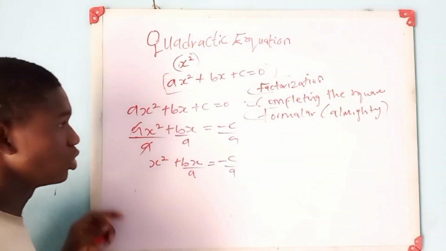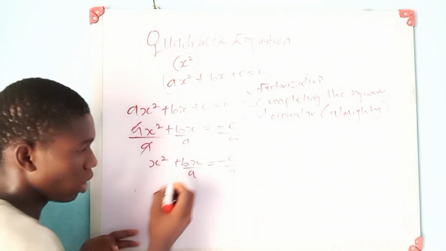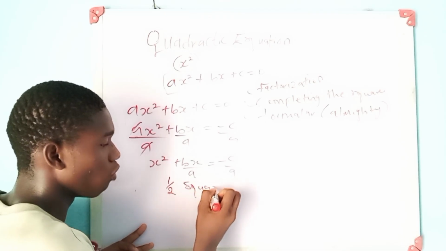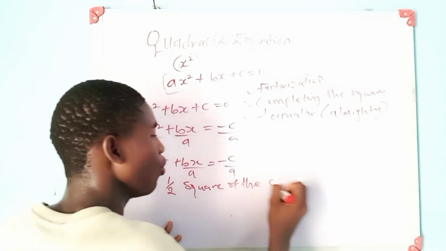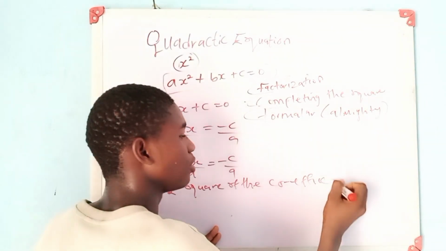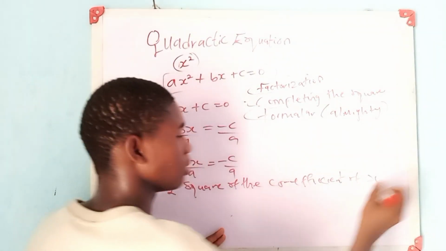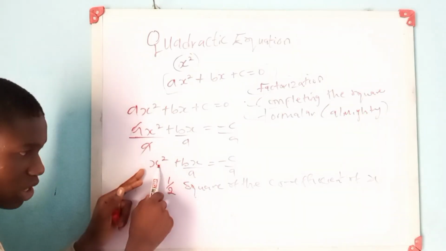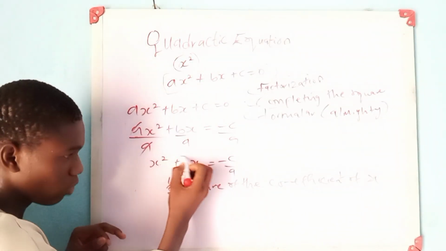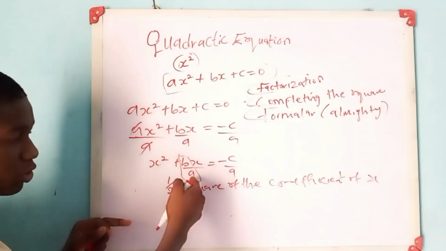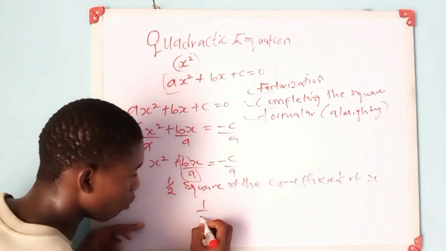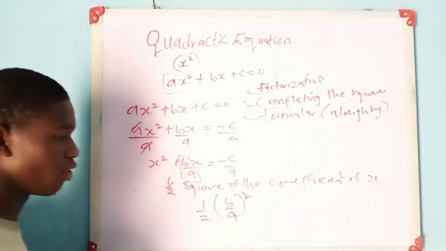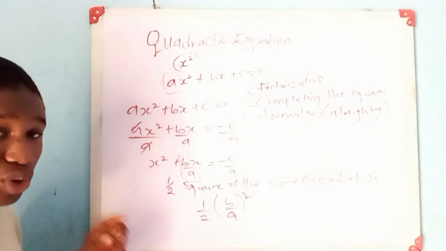So from this point, what we are going to be doing is that we are going to look for half square of the coefficient of x. So now you know this is x squared, not x. So the coefficient of x is this one particularly, which is b over a. So we are looking for half of the square of the coefficient of x. So that's what we are asked to look for.